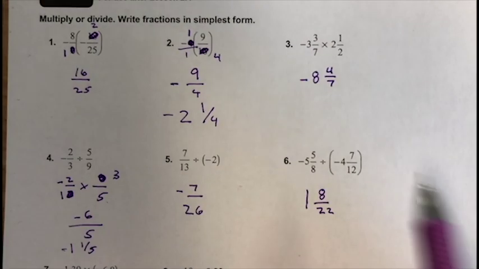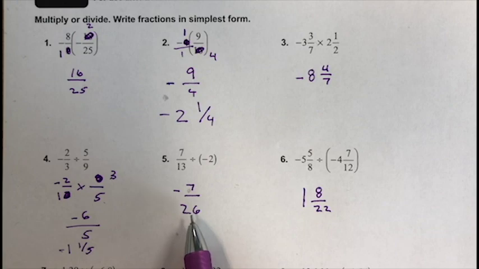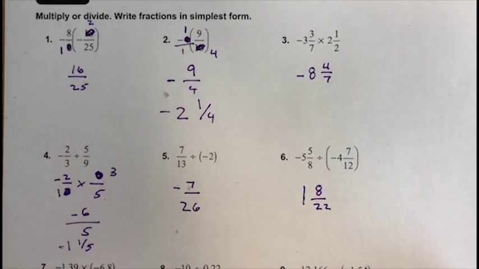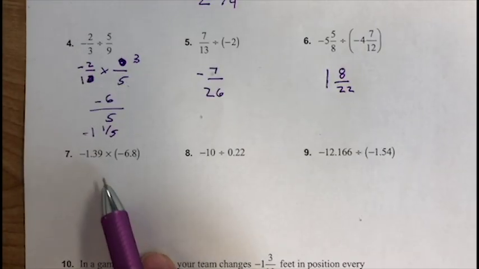All right, so for number 3, you should have got -8 4/7. Number 5, you should have got -7 over 26. And for number 6, 1 8/12. So what I'm going to do with you right now is walk you through 7 and 8.